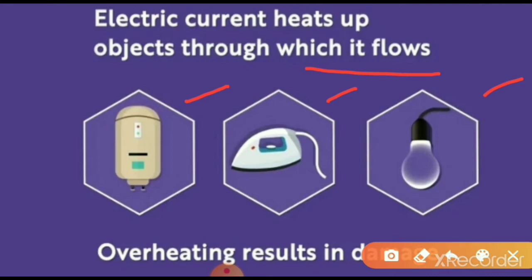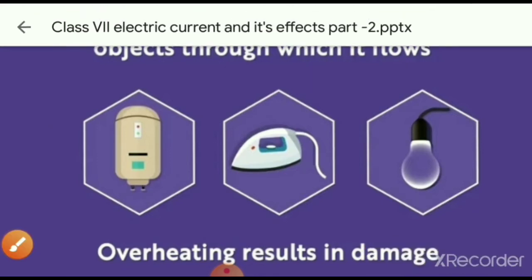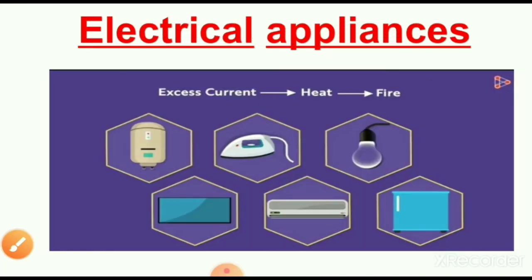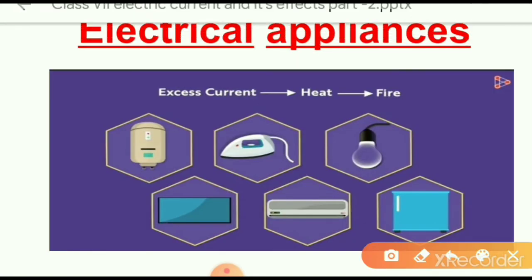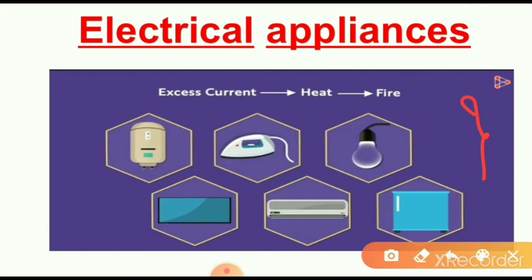Here, when there is overheating, the result is damage. So let us check that. If these electrical appliances are overheated, then what happens? They can be damaged and even catch fire. In fact, not only these appliances, every appliance in our house is affected by unwanted high electric current.